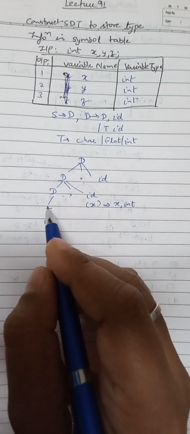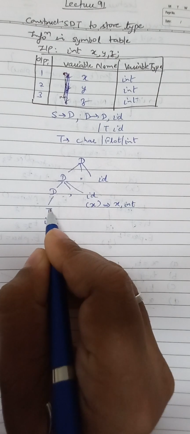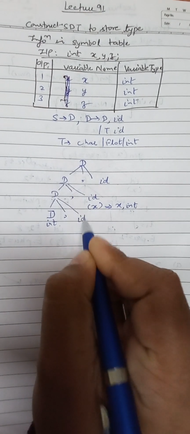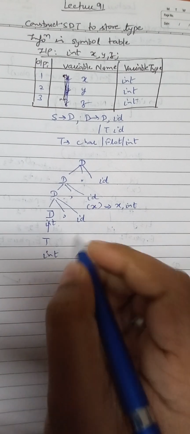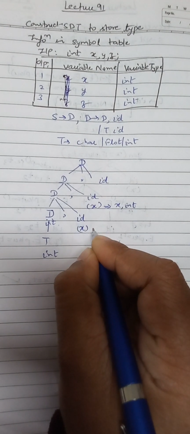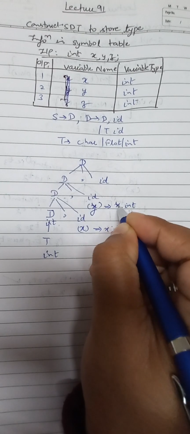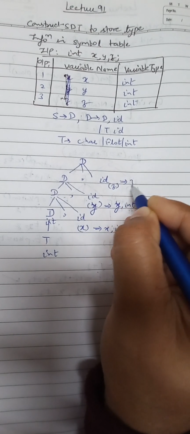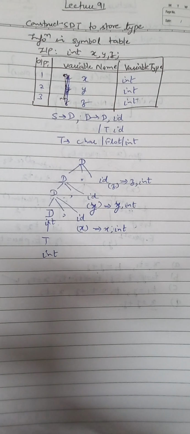Here one more time we need to take D, like as we have taken here. D, ID, one more is required, so we will take here D, ID, and after that we will take T, and this is of integer type. Here we will take X, integer, and here it will be Y. In the similar way, here it will be Z. So Z, integer.